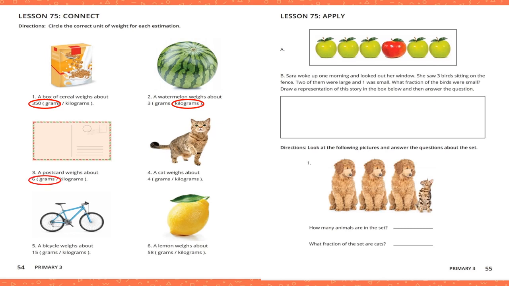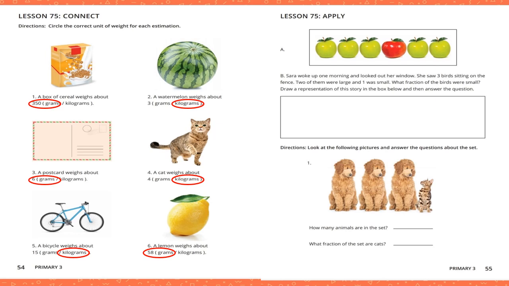A cat weighs 4 grams or 4 kilograms. Is it heavy or light? It's heavy, kilograms. A bicycle weighs about 15 grams or 15 kilograms. Kilograms, it's heavy also. A lemon weighs about 58 grams or kilograms. Grams, it's light. Now let's move to the apply part.